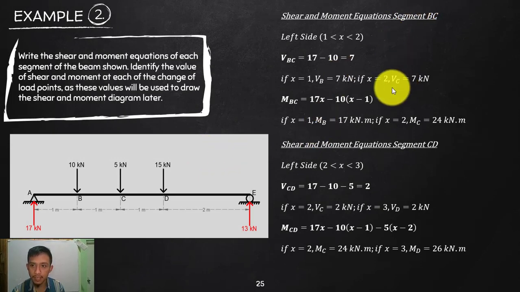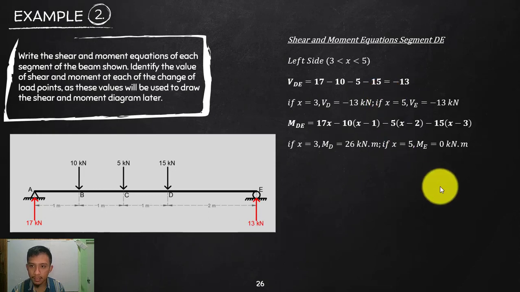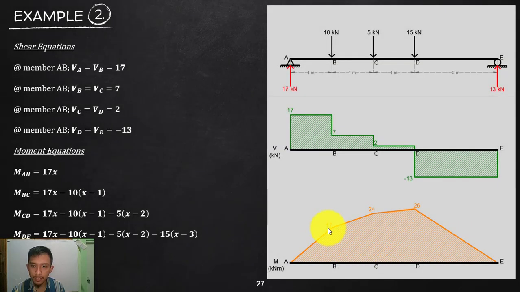Okay, so this is BC. You have here your 17 and 24. And then next is 24, 26. And then we have here 26, 0. Okay, 17, 24, and then next is 24, 26, and then 26, 0. So that's it. Okay, the moment diagram.